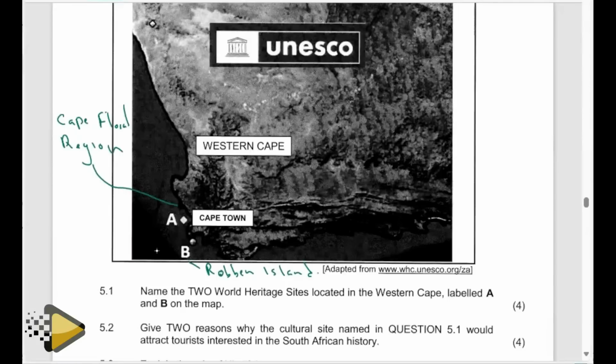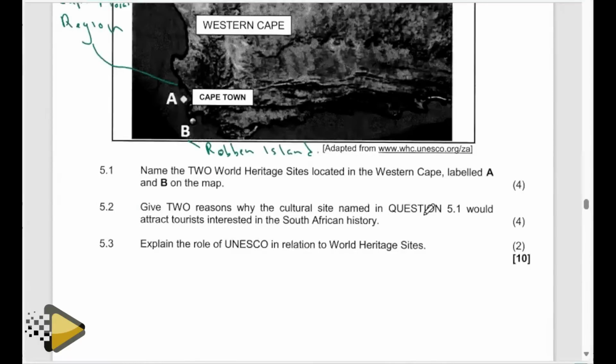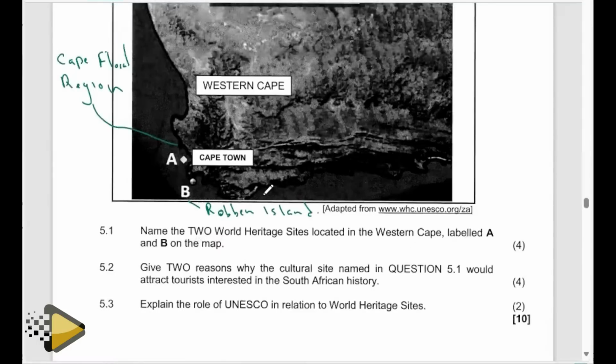Which is also known as the Cape Protected Floral Region. So those are the two sites which are located there. Then give two reasons why the cultural site mentioned in question 5.5. So in this case, our cultural site is Robben Island. It is a cultural site because it has some significance in the history of South Africa.